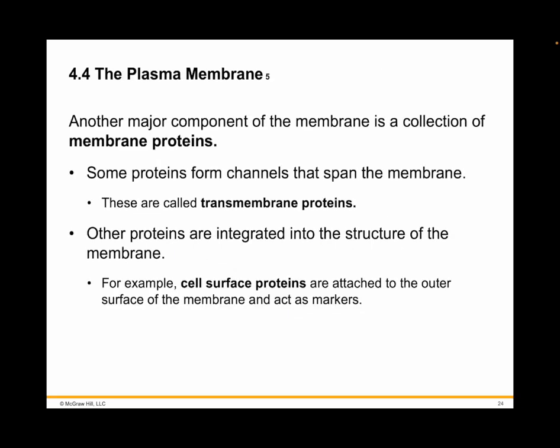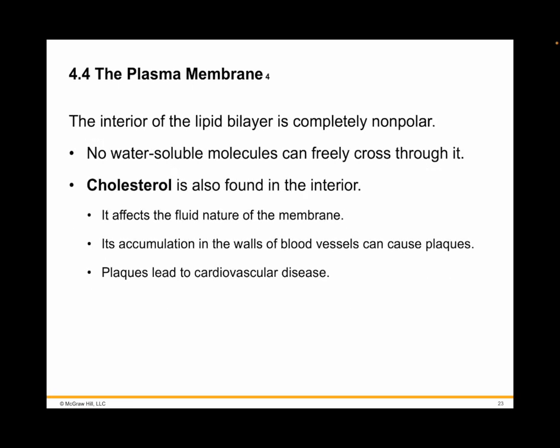So cholesterol is also an important part of that plasma membrane. It resides in the interior portion of the bilayer, and the cholesterol is a multi-ringed molecule that affects the fluid nature of the membrane. So although cholesterol is important in maintaining the integrity of the plasma membrane, it can accumulate in blood vessels, forming plaques that lead to cardiovascular disease, i.e. atherosclerosis and even arteriosclerosis.